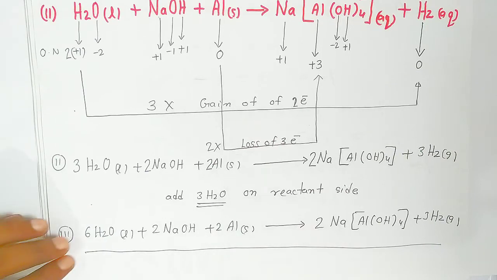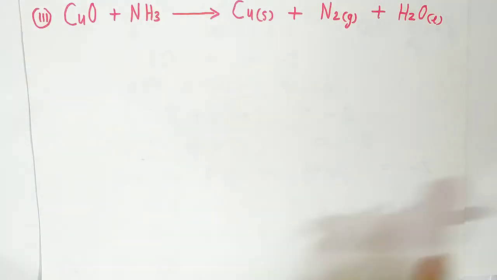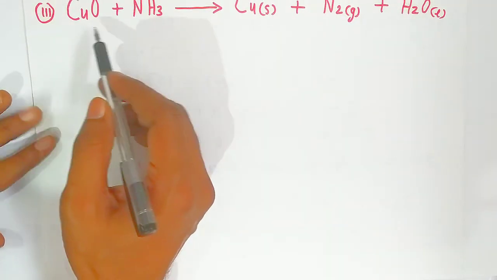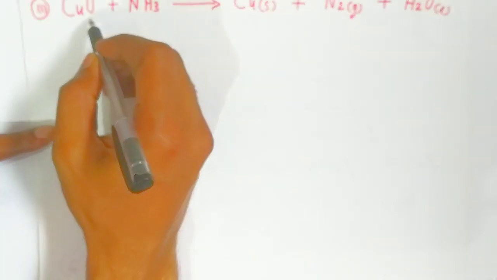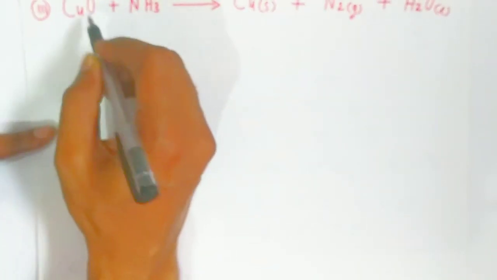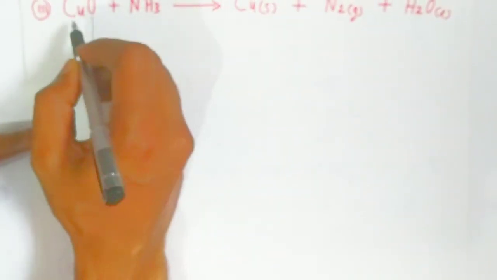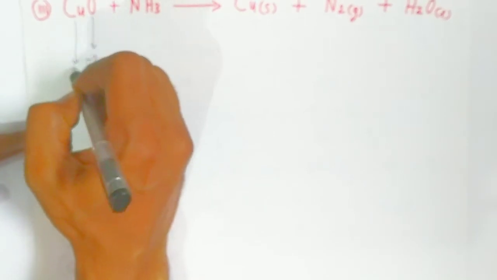Okay students, now we are going to see the third equation. Third redox equation students: copper oxide reacts with ammonia and gives you copper solid, nitrogen gas and water molecules. Now students, we are again going to write the oxidation numbers. The oxidation number of the oxygen atom in copper oxide will be -2. What about copper? It will be +2.